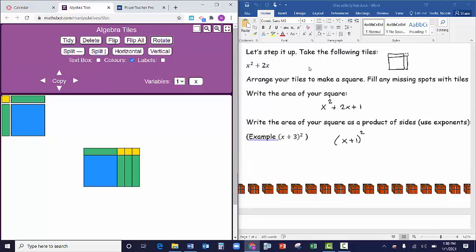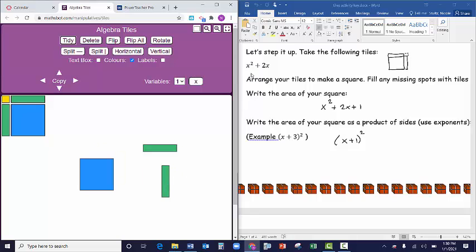Okay, so this is where we're going to develop a little trick to help us out of a jam. So we're going to take the following tiles, an x squared and 2x. I'm just going to hit tidy, start with a fresh screen. I need 1 big square and 2 rectangles. That would be x squared plus 2x. We're going to arrange these tiles to make a square.